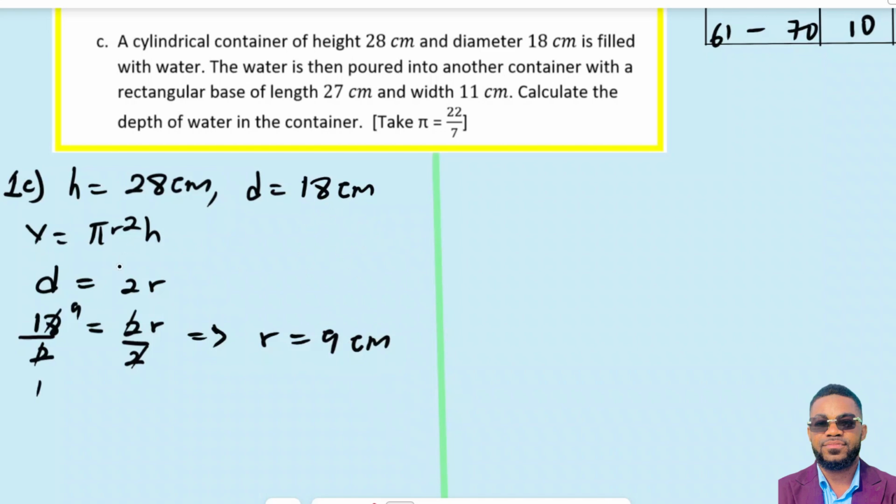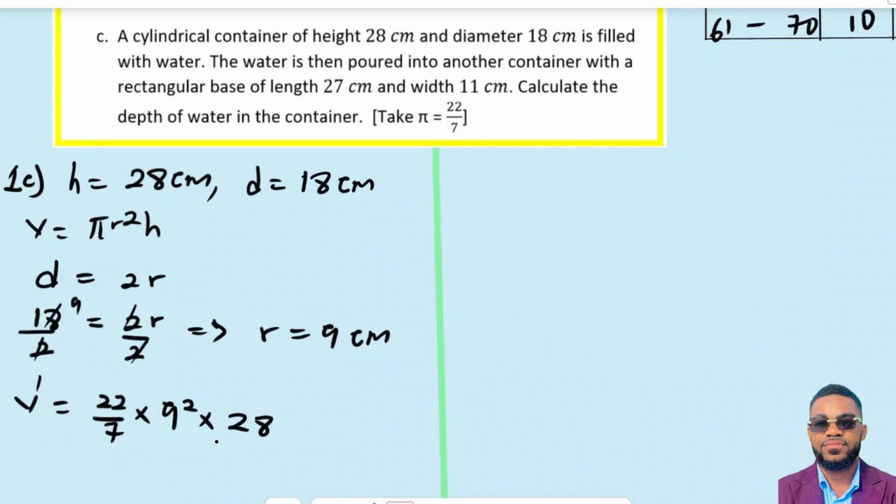Now everything is set to find the volume of this cylindrical container. So the volume of the cylinder is V equal to pi r squared h, and our pi, as usual, is going to be 22/7. So we have 22/7 times, now we know the radius to be 9, so that's 9 squared, times h, and the h is 28 centimeters. We can simplify this expression. 7 can go into 28, 4 times.